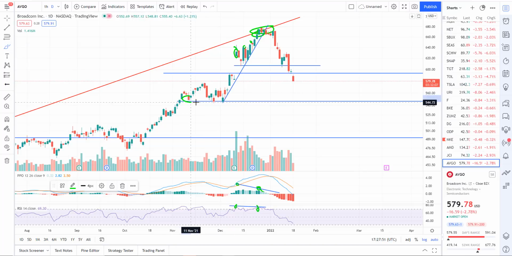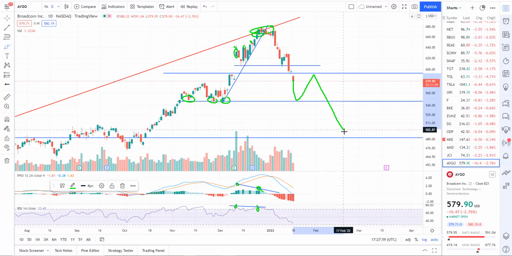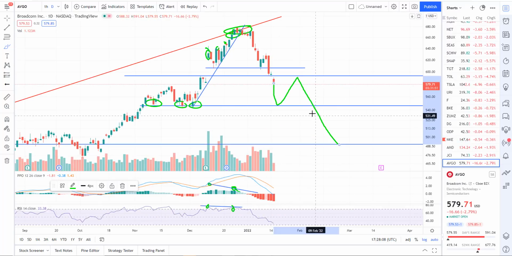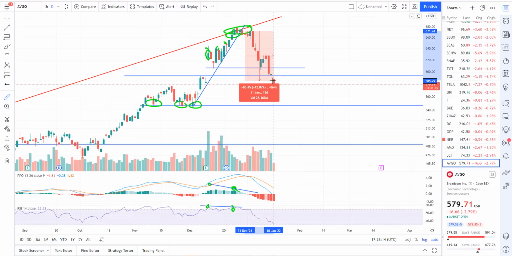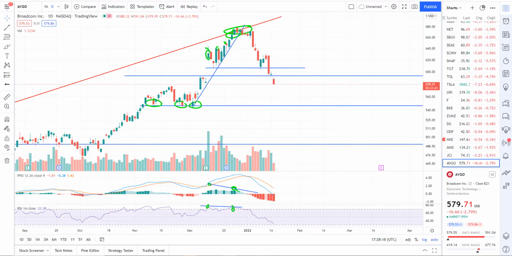There's a decent support down there. You can see we definitely had several reactions. So I would expect that we're going to fall straight to there, probably get a bounce, and then we'll continue lower. All right, so I'll probably cover my short down there at that area for a bounce, and then look to re-short it. From where we're at now, the trade is basically profitable by about 13-14%, and still looks like there's more to go.